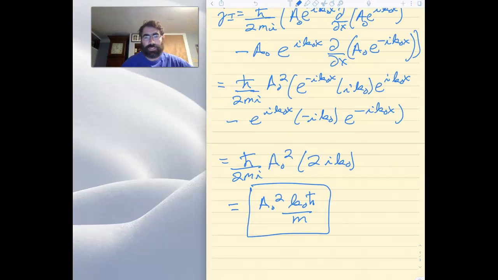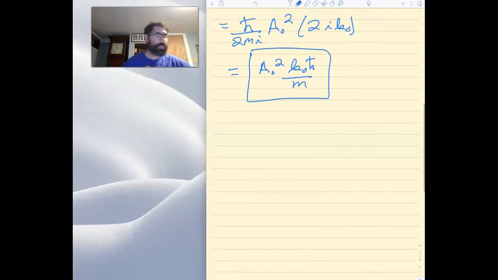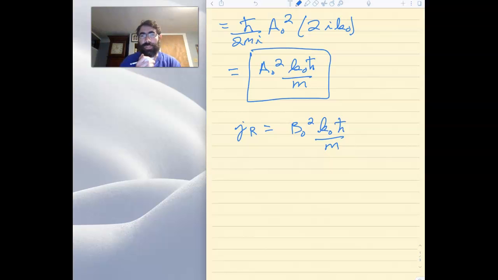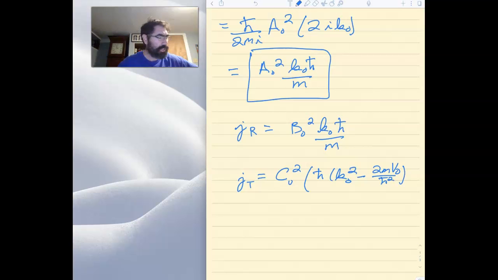So we could do the same thing for the reflected current and the transmitted current, where we just put those terms in, and to avoid doing all that math, I'll just give you the answer that the reflected current is B0 squared K0 h bar over m. Essentially the same number, but now modified by the normalization for the reflection. For the transmitted current, it is C0 squared h bar times the square root of K0 squared minus 2mV0 over h bar squared, divided by m.